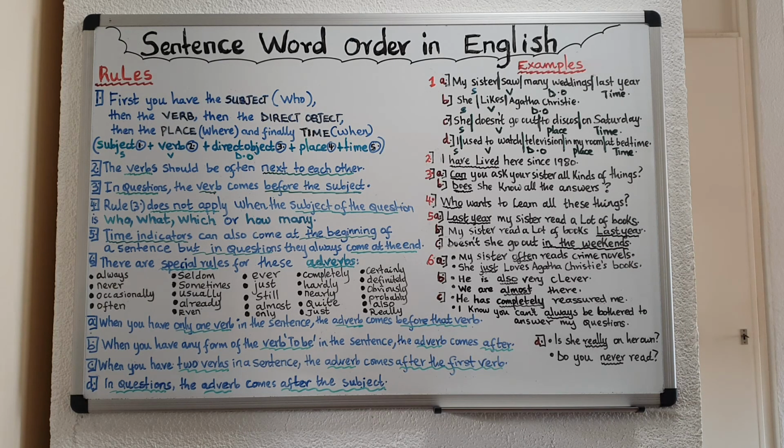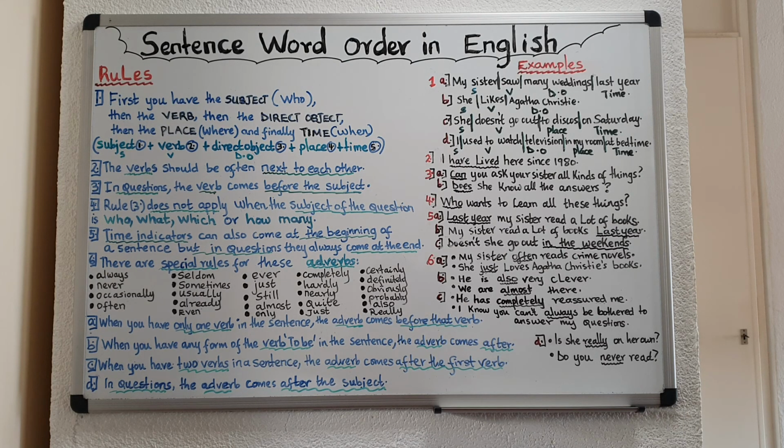Remember, when you want to construct a sentence in English, the subject comes first, then the verb, then the direct object, then the place, and the time. Verbs should always come next to each other. If you have more than one verb, try and put the verbs next to each other. Thirdly, in questions, remember the verb comes before the subject. But that does not apply when the subject of the question is, if you have a question that begins with who, what, which, or how many, that does not apply. Number 5, time indicators. Okay, that part of your sentence that answers the question when can also come at the beginning of a sentence or at the end of the sentence. But in questions, they always come at the end.